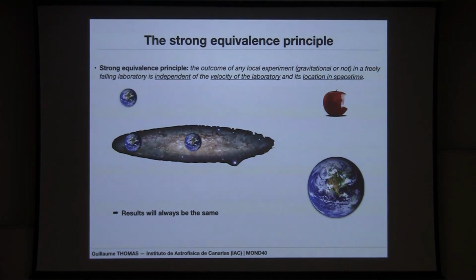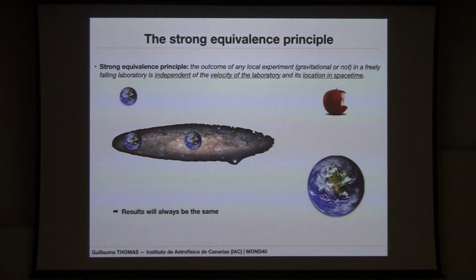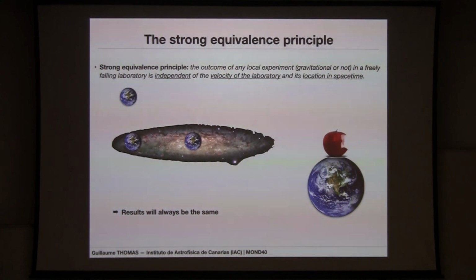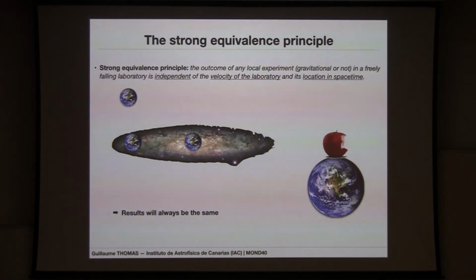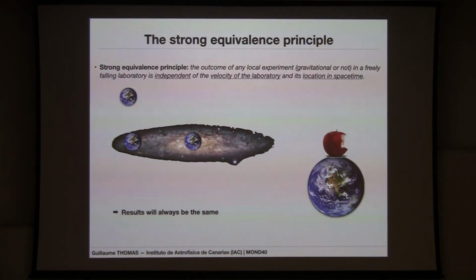The strong equivalence principle tells you that the outcome of any local experiment in a free-falling laboratory is independent of the location and the velocity of the laboratory in space-time. What it means is that if I'm throwing an apple in the air, it's going to fall back on Earth at exactly the same speed, or under the same acceleration, regardless of the location of Earth, if you neglect obviously the tidal effects. So this means that whether the Earth is located in the center of the galaxy, at its current position, or completely isolated in the middle of the universe, if I throw an apple in the air, it will always go back on Earth at the same speed.